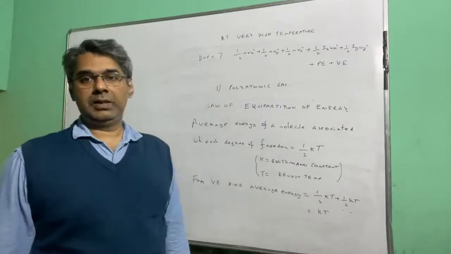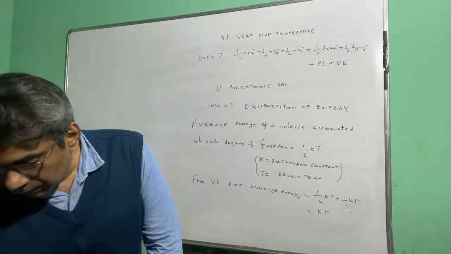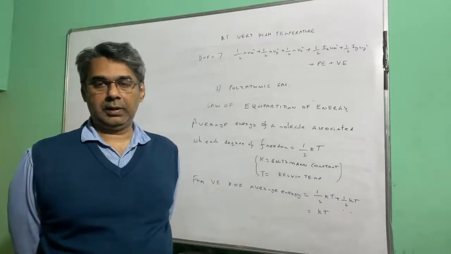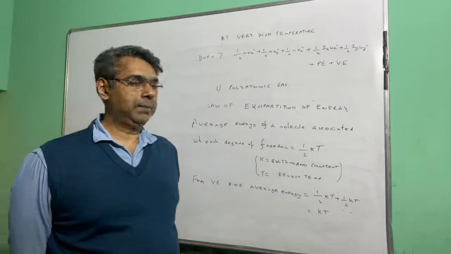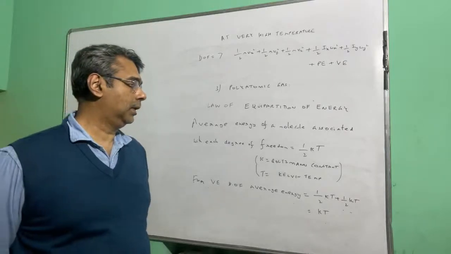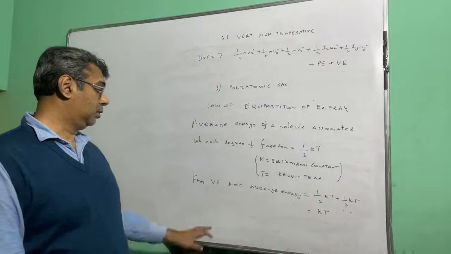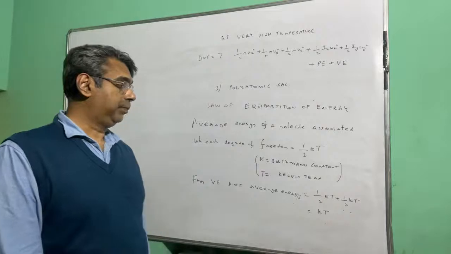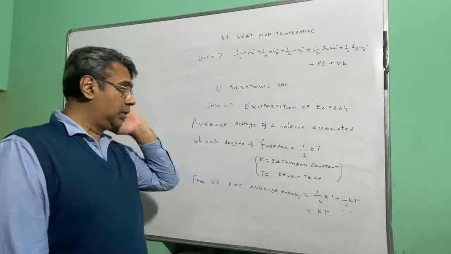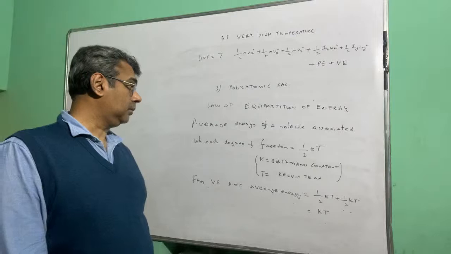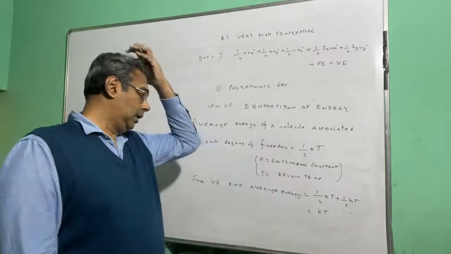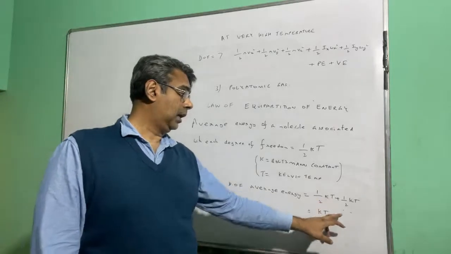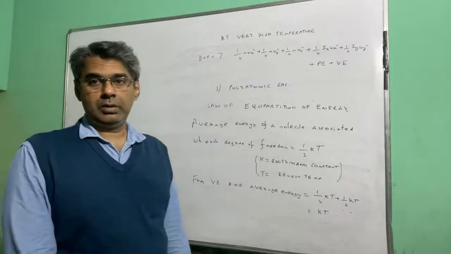But the vibrational energy, actually it has been thought that vibrational energy is nothing but a combination of kinetic and potential. So for vibrational energy, the calculation will be half kT plus half kT, that is equal to kT, right? So the formula is half kT for each degree of freedom, but if it is vibrational energy, then it will be half kT plus half kT, that is equal to kT, right?